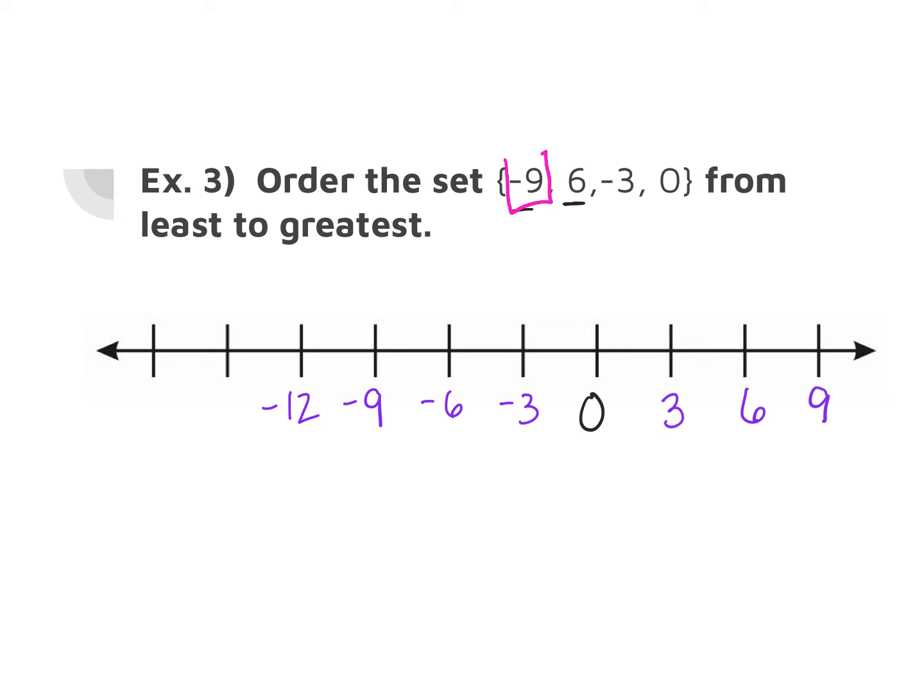So 3, 6, 9. Let's go ahead and graph each one. -9, I'm going to put a point here. Then I have a +6, which is right here on the right. And then a -3, it's right here. And then, of course, our lovely 0, which is right here, and we'll say that's purple. All right, so now we need to look at least to greatest. Remember, the left side is the least, and going further to the right is the greatest.